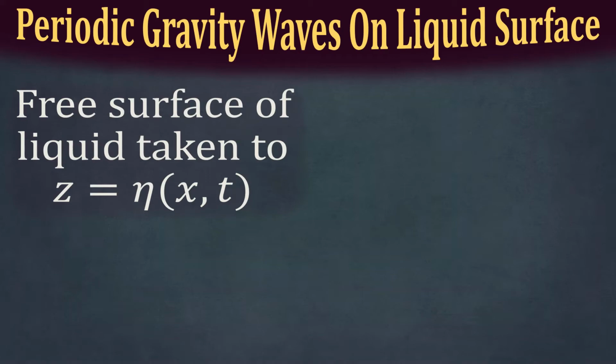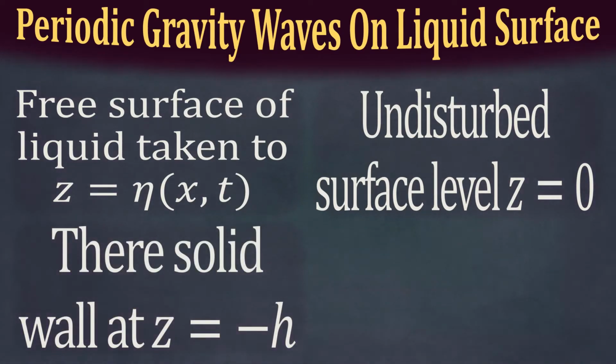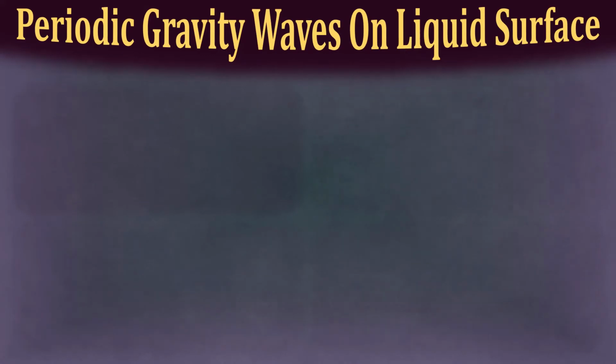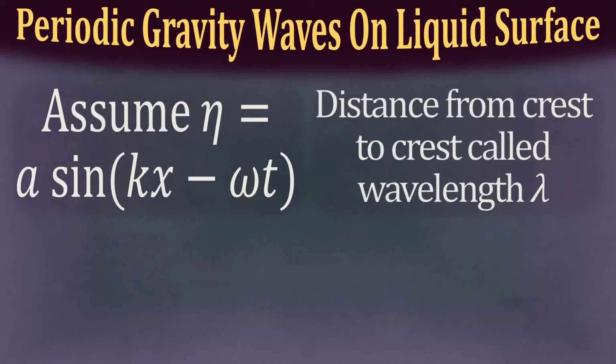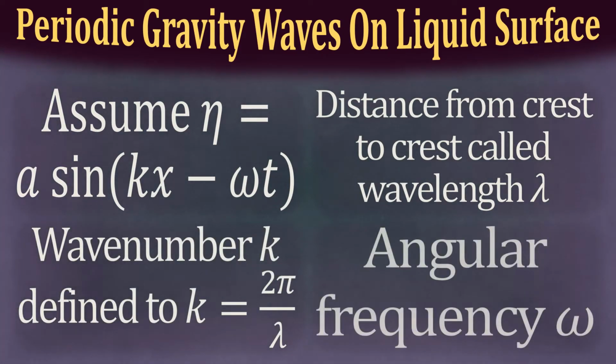The undisturbed, i.e. wave-free, surface is taken to be z equals 0. We say there's a solid wall at z equals minus h. Note that periodic means that eta of x plus l, t is equal to eta of x, t for some l. So we assume that we can write eta equals a sine of kx minus omega t, where the distance from crest to crest is called the wavelength lambda, the wave number k is defined to be k equals 2 pi over lambda, and the angular frequency is omega.